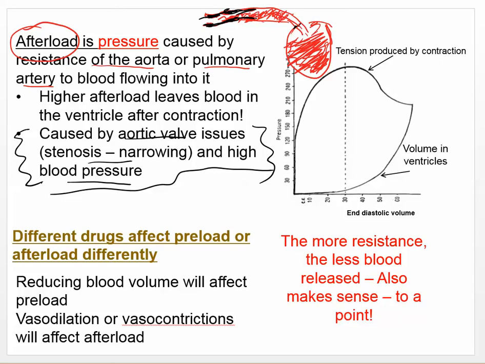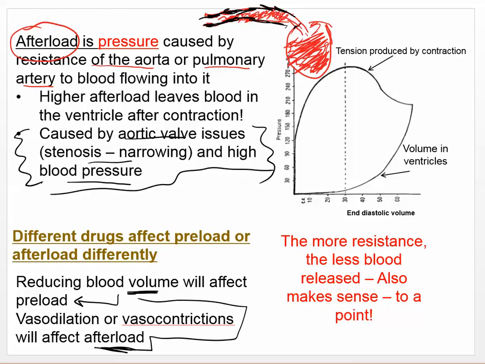Your cardiac output's going to drop, and those poor cells that are waiting for the blood are just going to have to wait. They'll get some, but it's not enough, and so that's a heart, or a circulatory system, that's having problems. Different drugs affect preload or afterload differently. Remember, preload is volume, so if you reduce blood volume, you're going to affect preload. Afterload is caused by resistance, so if you do something that causes vasodilation or vasoconstriction, that's going to affect afterload. So keep those straight if you can.